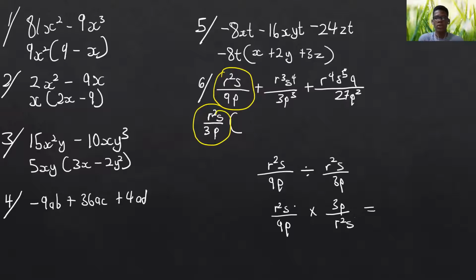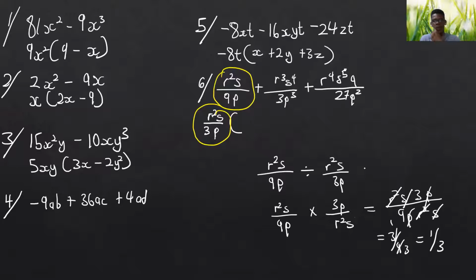Yeah, we can go ahead and multiply across, meaning that we get r square s times 3p at the top. We multiply straight across, and get 9p r square s, right? And you see s goes out with s, r square goes out with r square, p goes out with p, and we're left with 3 over 9. In other words, 1/3, right? If we reduce our fractions, we're left with 1/3. So all of this divided by this will just leave us with 1/3.